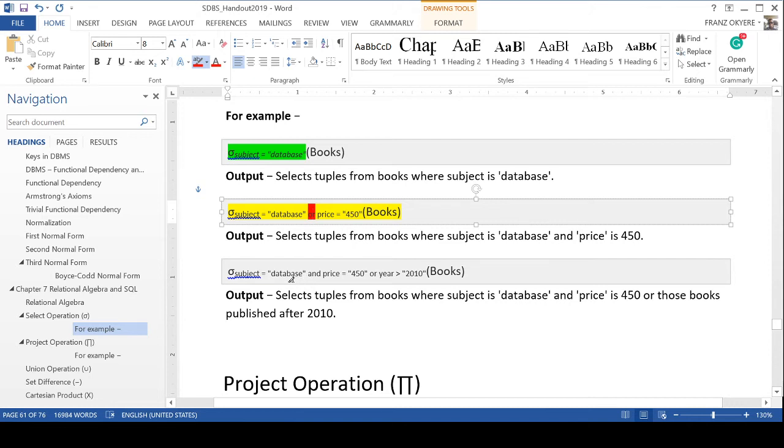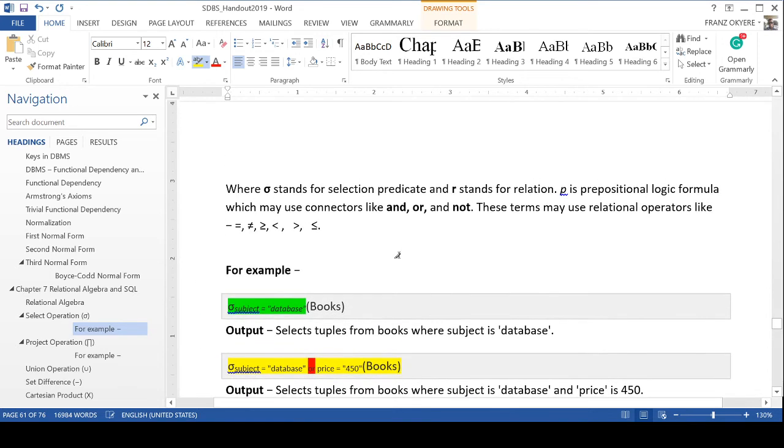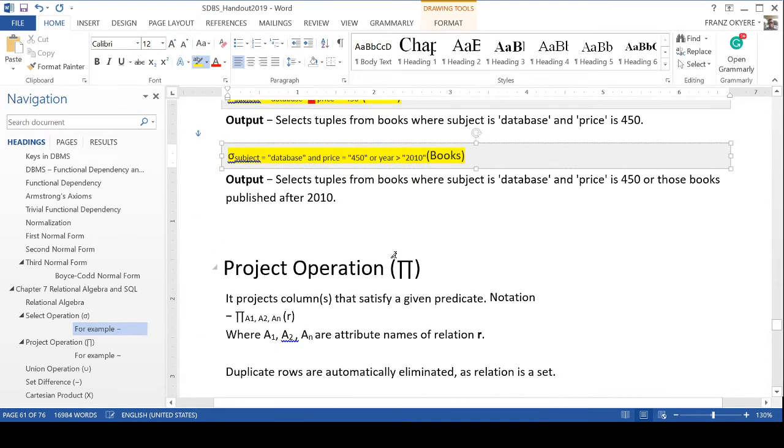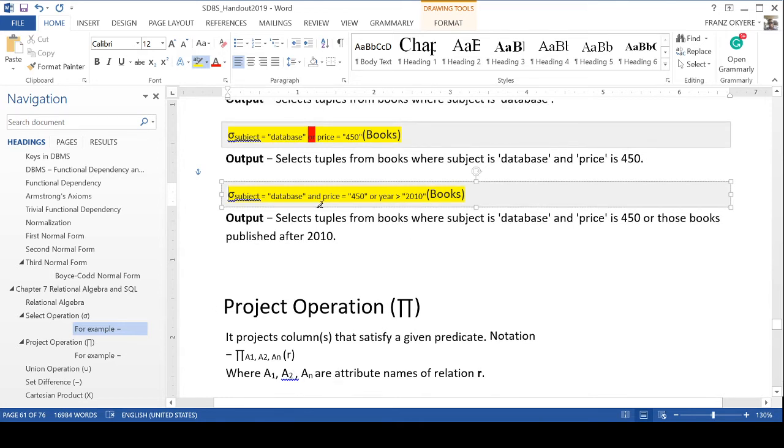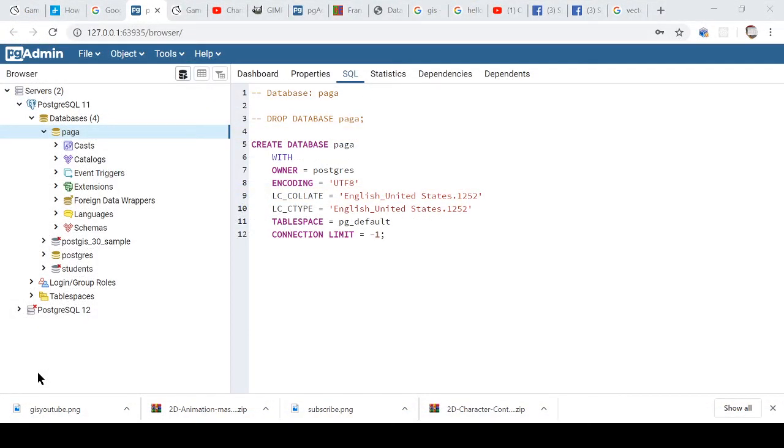Select from books where the subject is database and the price is 450 or the year is greater than 2010. That one is interesting. Here we are using the greater than sign. Relational operator greater than over here. I think this is easy. Let me actually open my pgAdmin and see if we can do an example that works.